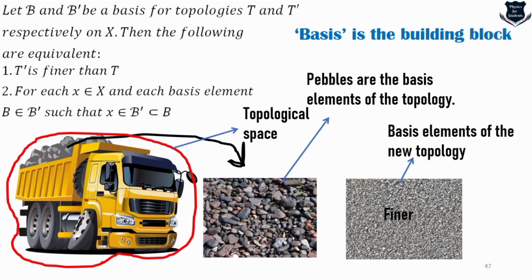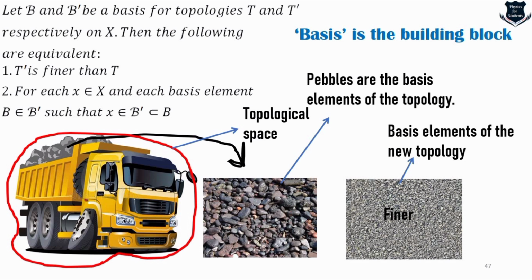So this is as the lemma states, that T prime is finer than T. Each x is an element of big X. So you can think that the pebbles are small x, which is an element of big X, and B is an element of B prime, such that x is an element of B prime, which is a subset of B. So the topological space is a truckload of gravel. The pebbles are the basis elements of the topology, and after the pebbles are smashed to dust, the dust particles are the basis elements. So the new topology is finer than the old one, and each new dust particle was contained inside a pebble.